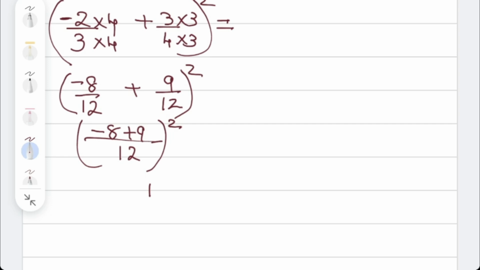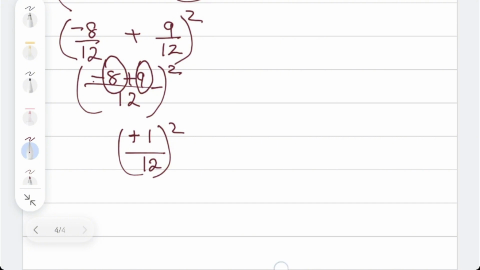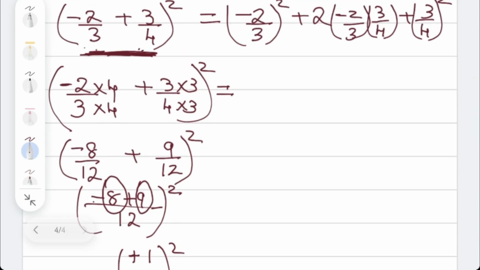So here it is minus 8 and plus 9. 8 is the smaller number, 9 is the bigger number. The signs are different, so we subtract. The answer after subtraction is 1, and we put the sign of the bigger number, so it is plus 1 divided by 12 whole square. What is the square of 1? It's 1, and the square of 12 is 144. Okay, now the right hand side.